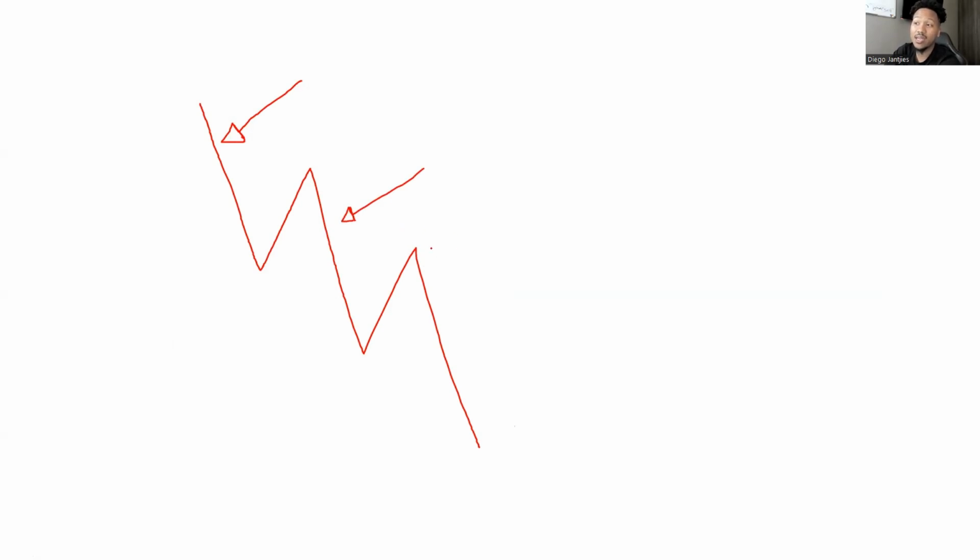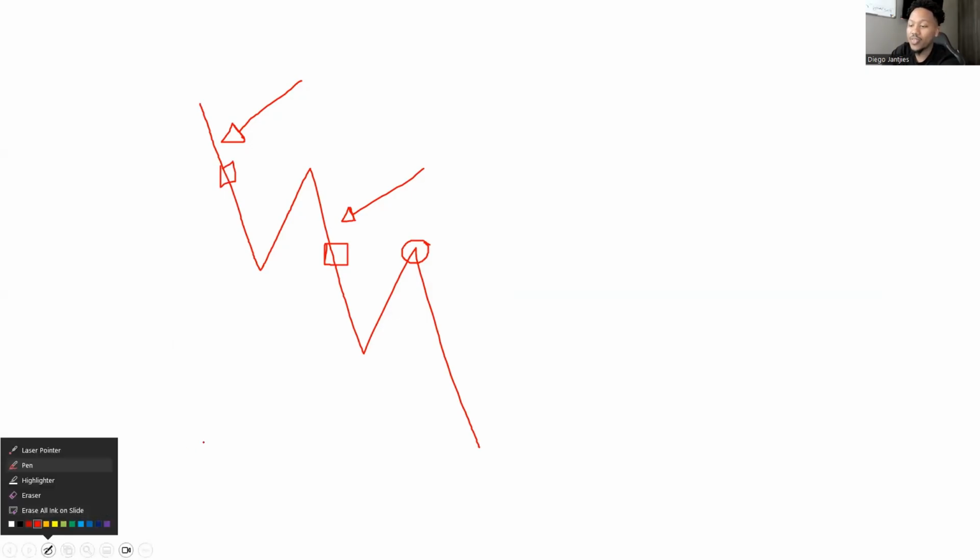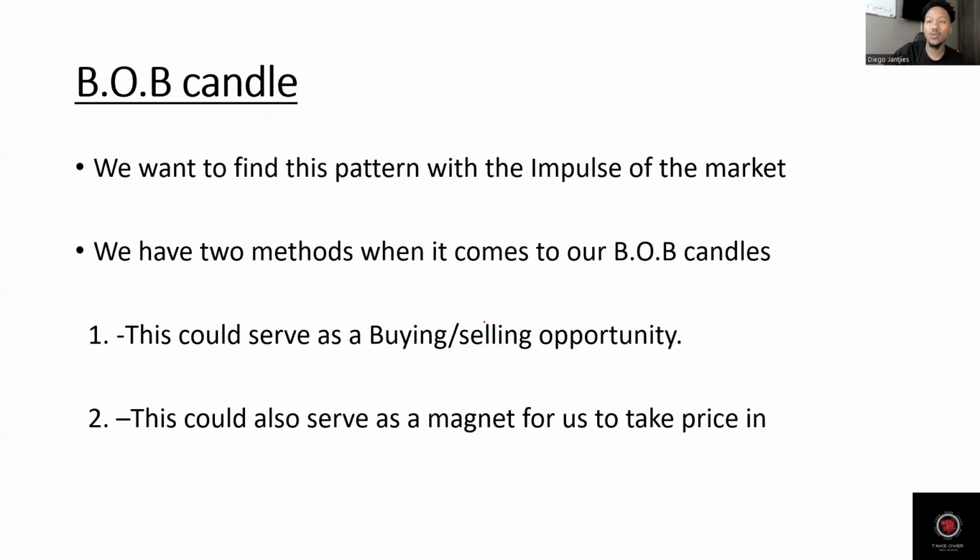Because 9 times out of 10, the reason why price is having some sort of a reversal is simply because price is tapping inside a BOB. It's tapping inside an order block just like that. So that is literally it when it comes down to an actual BOB.